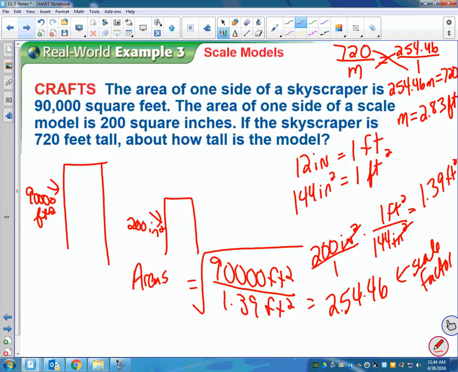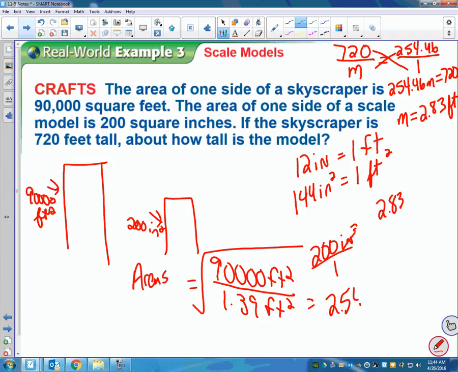Did you not get that? I cross multiplied, so I got the 254.46 on this side, and so I took 720 divided by 254.46. Since the model is in inches, they want your answer back in inches too. So now you just have to convert 2.83 feet back to inches, which is not bad to do. There are 12 inches in 1 foot, so you multiply by 12. I get about 34, sorry, inches: 33.95.